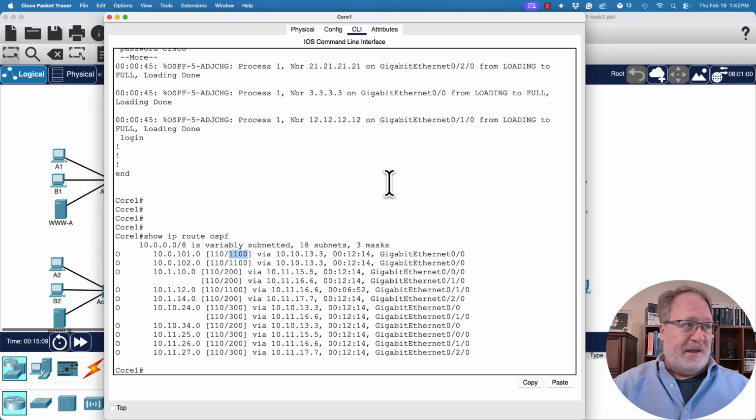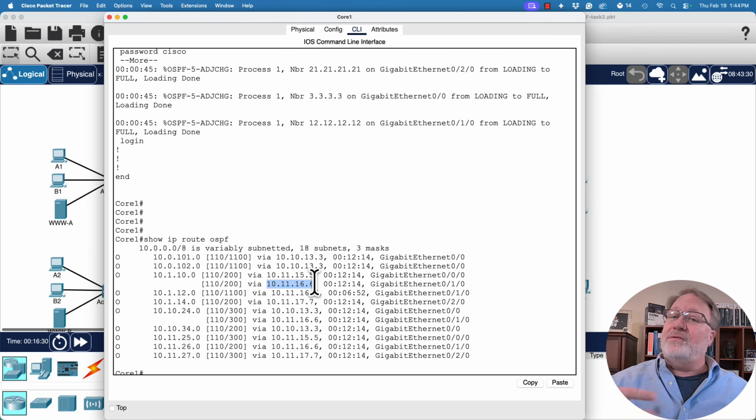I just wanted to point that out in this case. Continuing with router Core 1, let's look at the routes to 10.1.10.0. That's the LAN subnet in branch 1 at the upper right that both B11 and B12 are connected to. Here we see two routes listed on Core 1 via 10.11.15.5 and 10.11.16.6. That is two routes, one through B11 and one through B12.